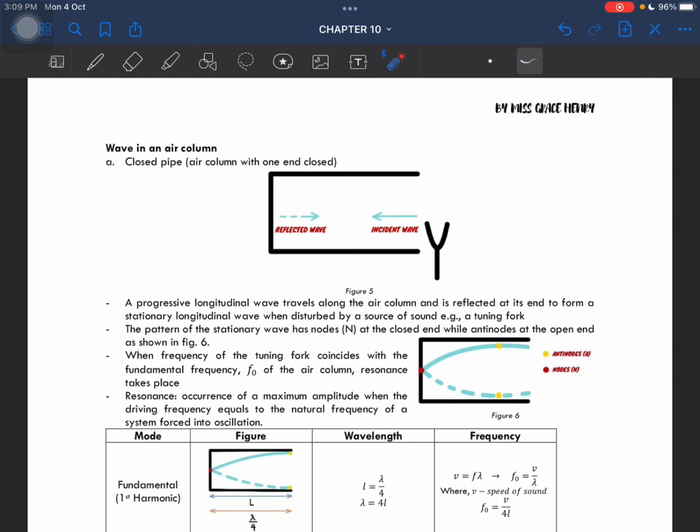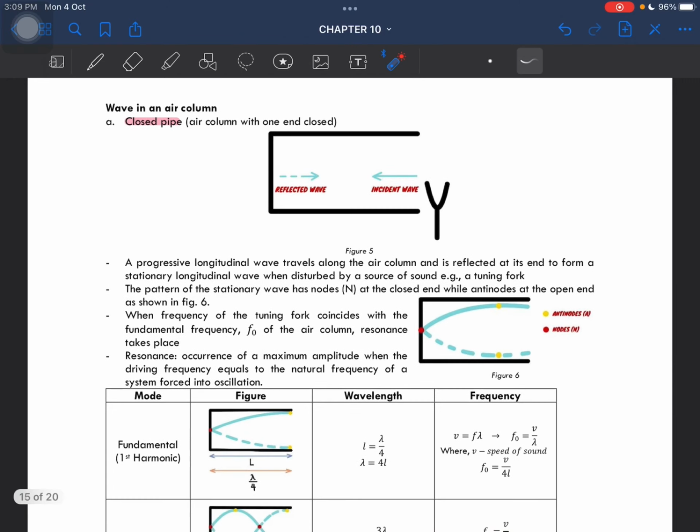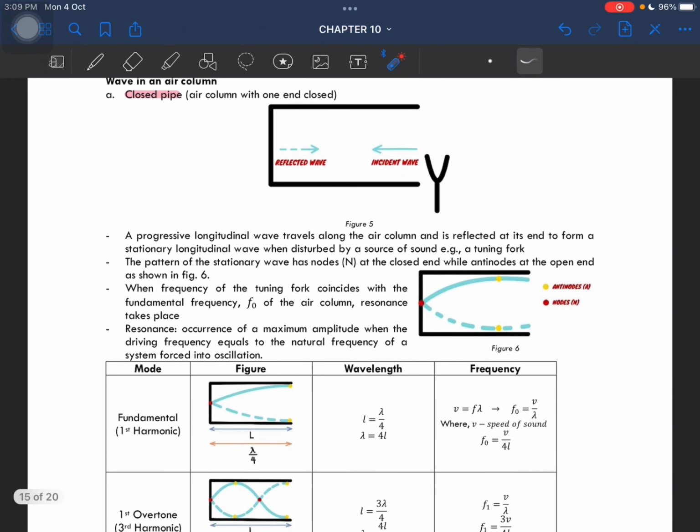And then let's look at waves in an air column, closed pipe first. For a closed pipe, one end of the pipe is closed. Here we will be using a tuning fork to disturb the source of sound. This disturbance causes the formation of a stationary longitudinal wave. The pattern is shown here.